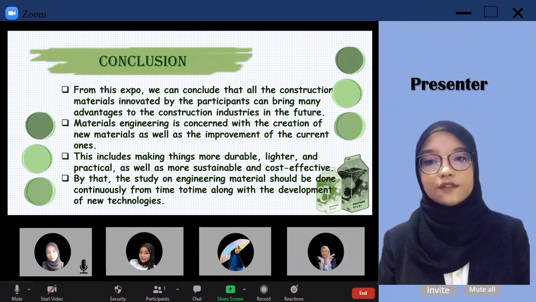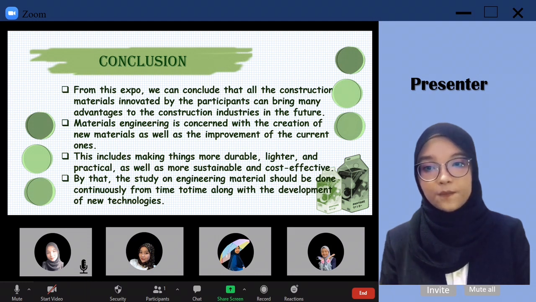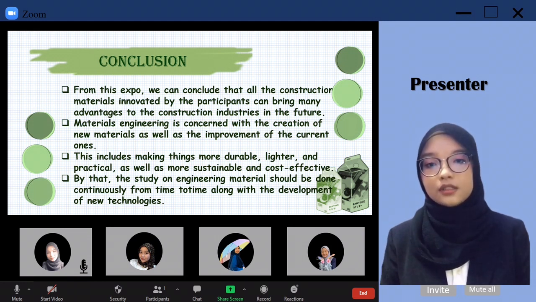So, for the conclusion from this expo, we can conclude that all the construction materials innovated by the participants can bring many advantages to the construction industries in the future. Materials engineering is concerned with the creation of new materials as well as the improvement of the current ones. This includes making things more durable, lighter, and practical, as well as more sustainable and cost-effective.